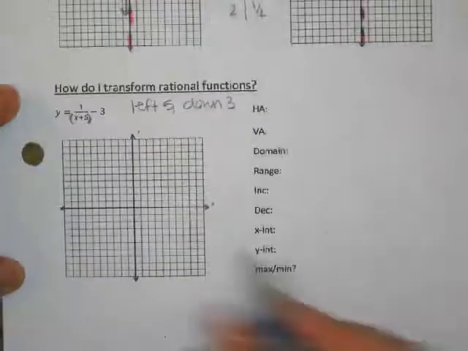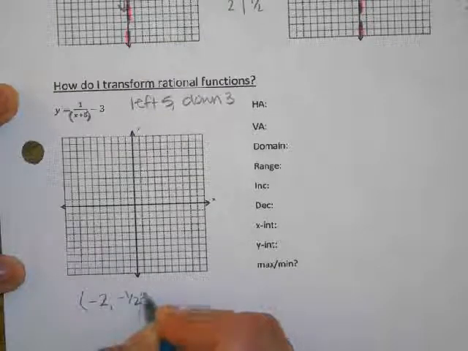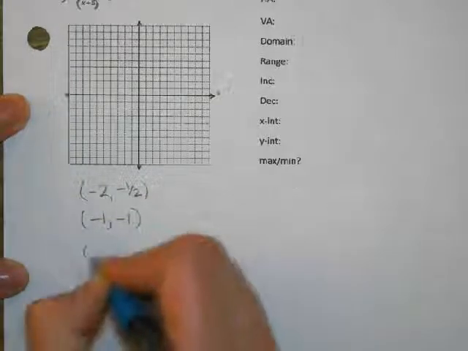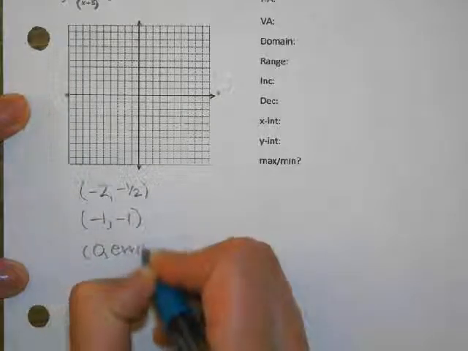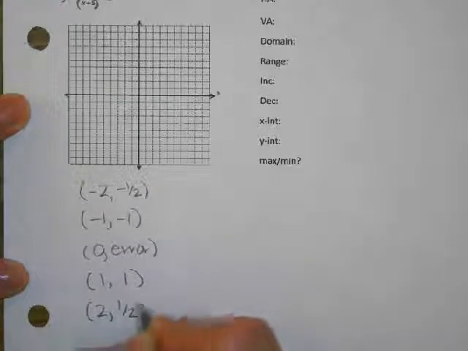Okay, so I'm taking the point -2, -1/2, -1, -1, 0 error, 1, 1, 2, 1/2.